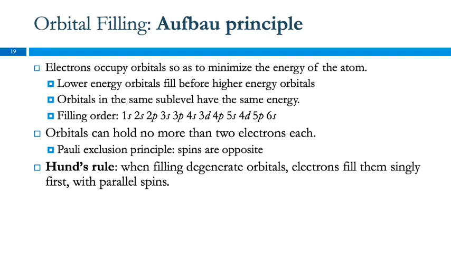Orbitals can hold no more than 2 electrons each. So you can't have more than 2 people sleeping in a bed. And the spins have to be opposite. And then Hund's rule says that when we're filling degenerate orbitals, electrons fill them singly first with parallel spins. And this works out in the hotel analogy as well, because let's just say we have a P room with 3 beds. So it's got 3 orbitals. I'm just going to show them next to each other because that's more like the orbital diagram.